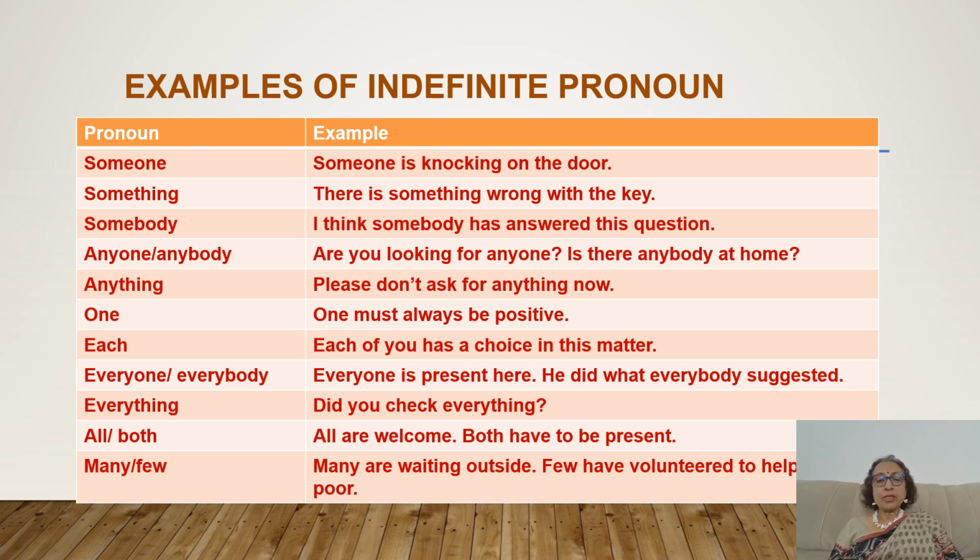Here also singular, although you don't have the singular verb for it, it's an object. One must always be positive. One means any person. Each of you has a choice in this matter. Each of you has a choice.